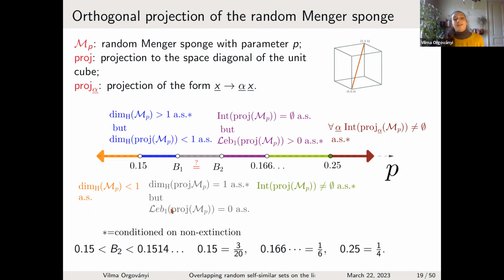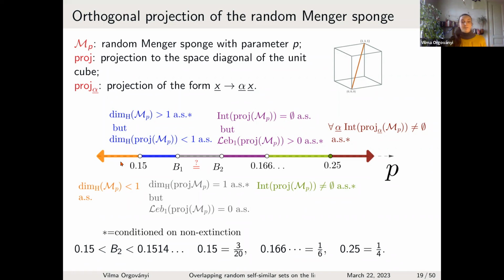Particularly we considered the random Menger sponge, which is denoted by M_p if the parameter is p, and we considered the projection to the space diagonal of the unit cube as it is illustrated in this figure, but we also considered some other projections. But our main focus was on the projection to the space diagonal. And in this case, we're curious what happens with the projection if we change the value of p.